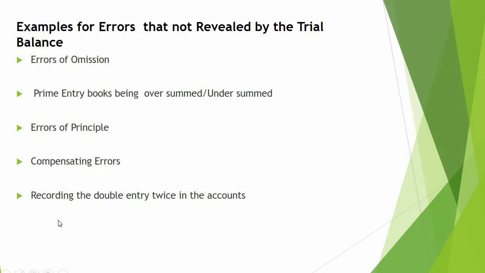Now, we will see some examples for errors that are not revealed by the trial balance. Errors of omission. This happens when you forget to enter a transaction in the books. For example, you may forget to enter a sales invoice. Prime entry books being oversummed or undersummed is another example. For example, purchase journal oversummed by 1000 rupees.